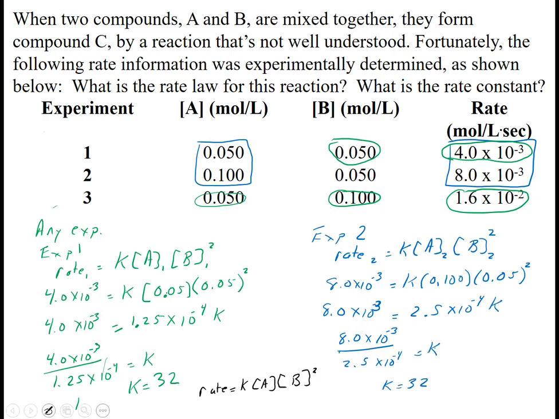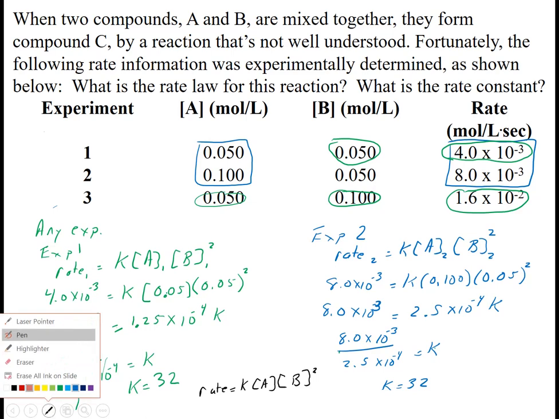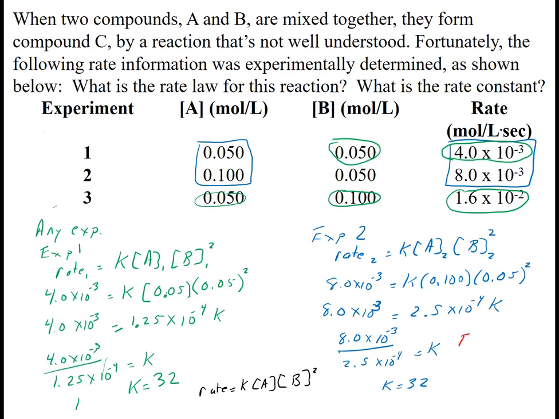If I did this for experiment 3, which I'm not going to work out, k would have also been equal to 32. So for the test, if you know how to do this once, you know how to do it 3 times. So I usually only ask you to do it once. And that now answers this: 32 is the answer.